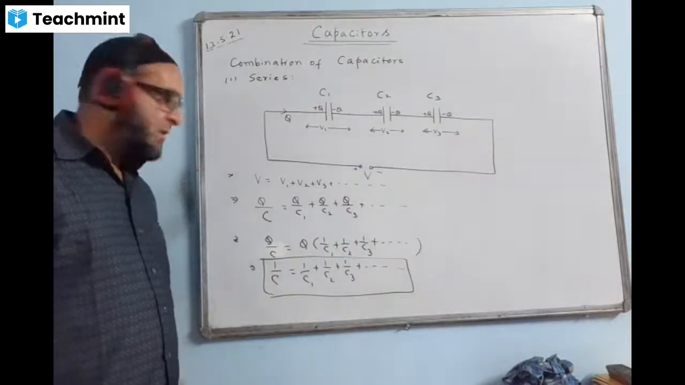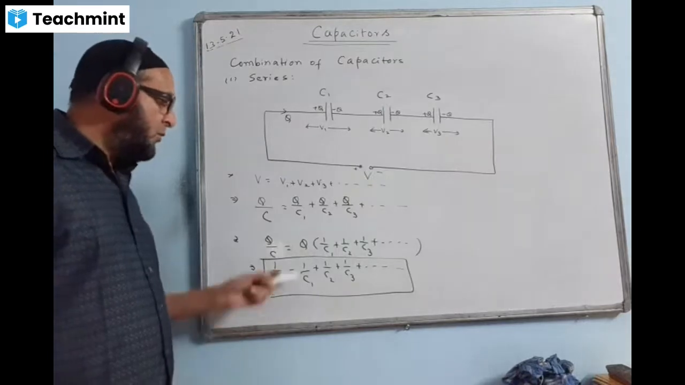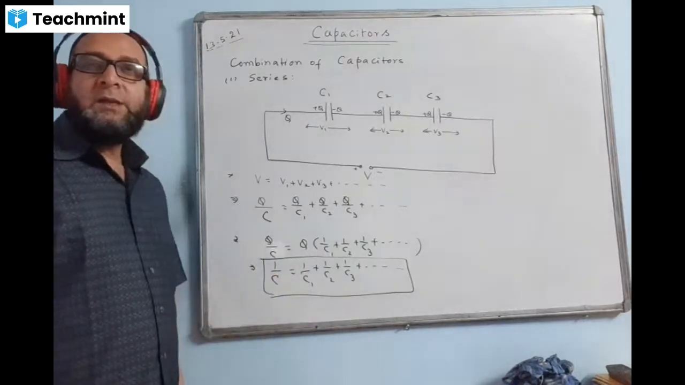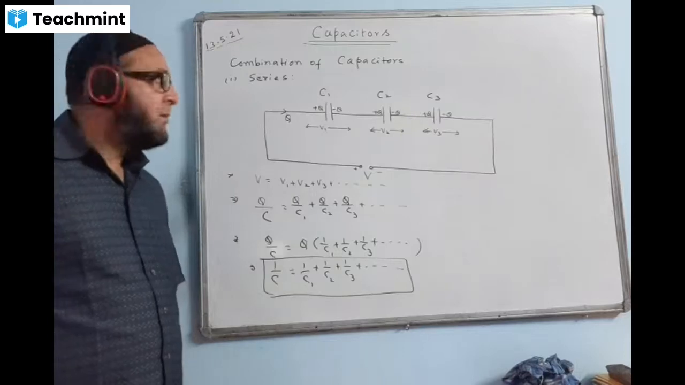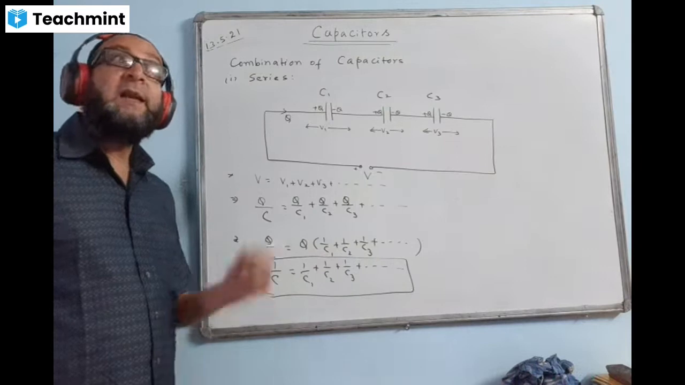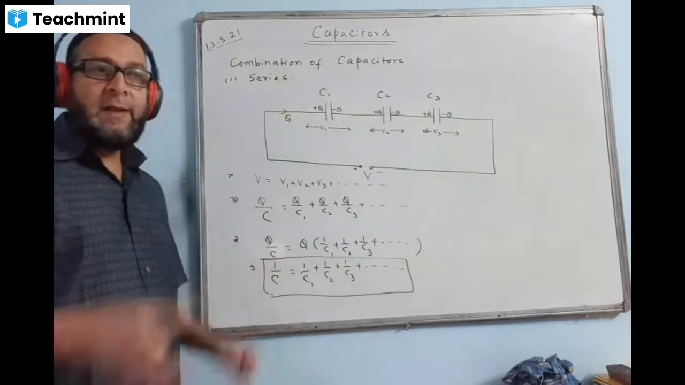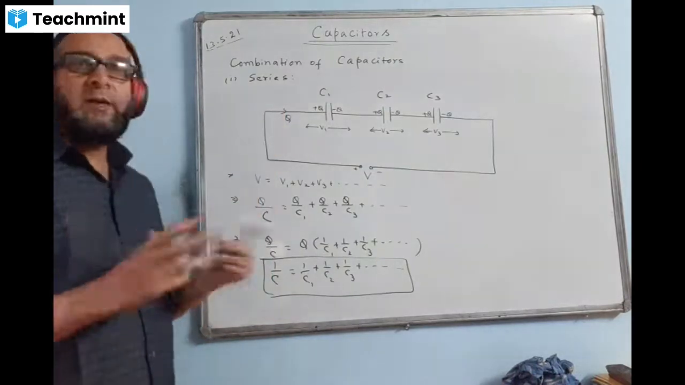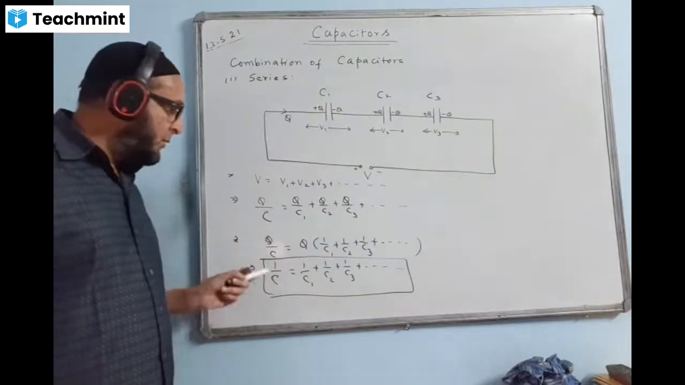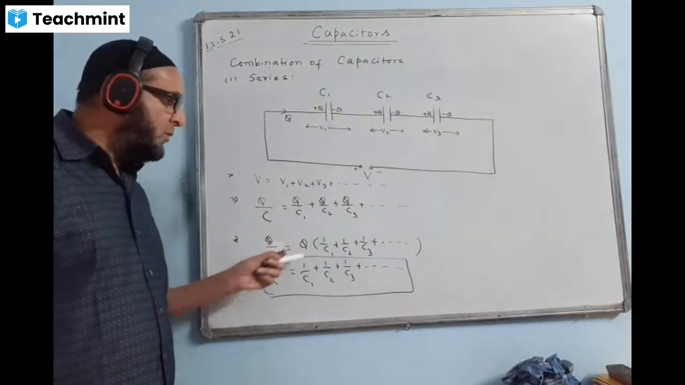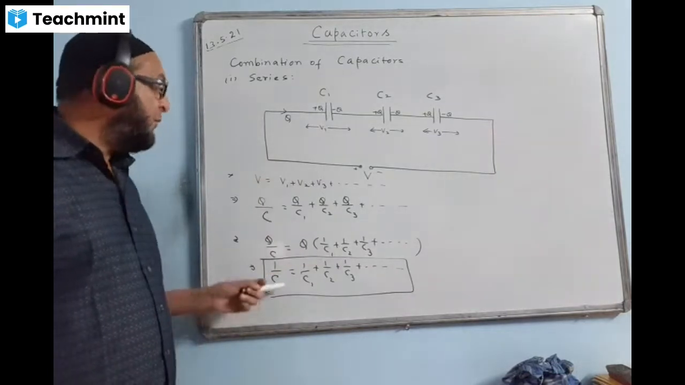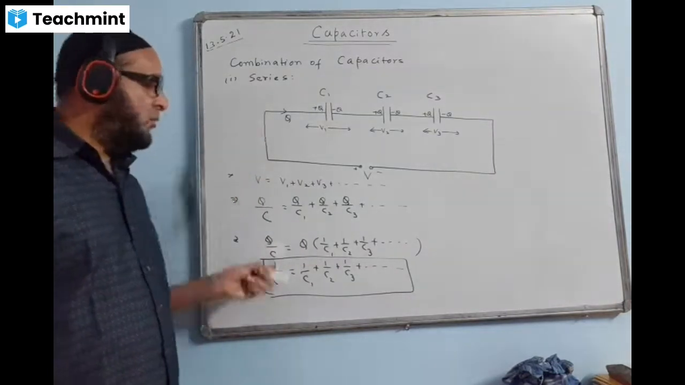So this becomes the formula: 1 by C is equal to 1 by C1 plus 1 by C2 plus 1 by C3 plus so on. This formula is similar to the formula of resistances in parallel. So for resistance and capacitance, the combination formulas are different, just opposite. In resistance in parallel, we used to apply this kind of formula: 1 by R is equal to 1 by R1 plus 1 by R2 plus 1 by R3 and so on. And the same formula we apply here in series combination for capacitance.